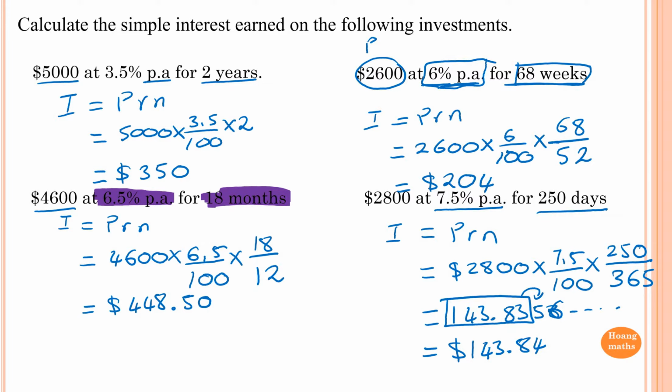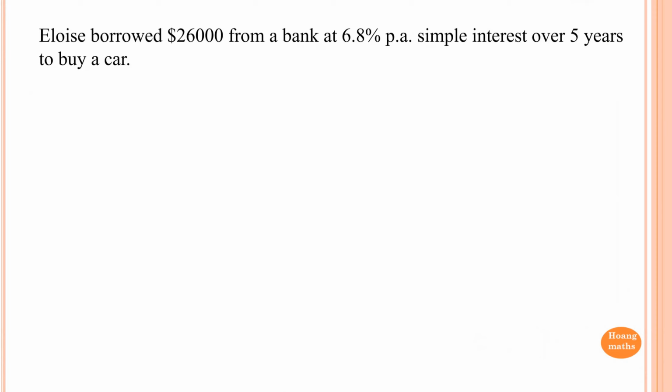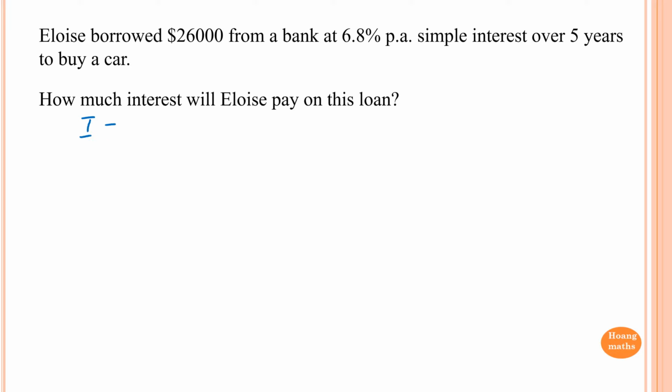All right, let's move on to the next one. Okay, this one here. Eloise borrowed $26,000 from a bank at 6.8% per annum, simple interest over 5 years to buy a car. Now, how much interest will Eloise have to pay for this loan? So to pay for the loan, of course, is simple interest. So we need to know that the rule is I equal PRN first.